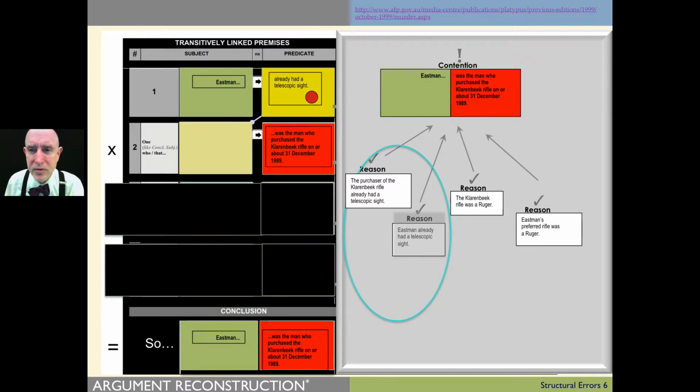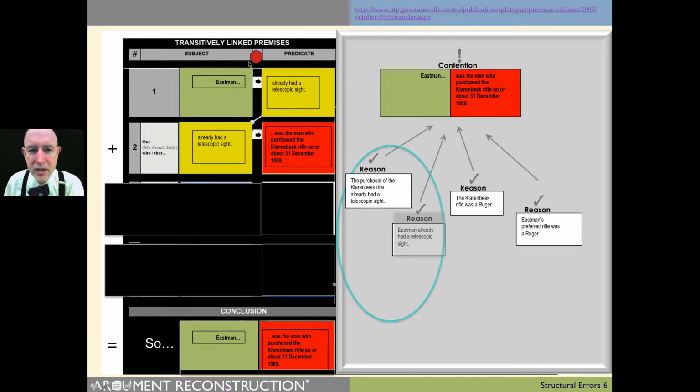And then I've concluded from looking at the components that from all the pieces here, this is going to be a 2-premise line of reasoning. And I duplicate the premise phrase of the first premise and I put it into the subject side for our second premise. And now I have 2 premises. Number 1, Eastman already had a telescopic sight. And premise 2, one who already had a telescopic sight was the man who purchased the Clarenbeck rifle on or about 31 December 1989.